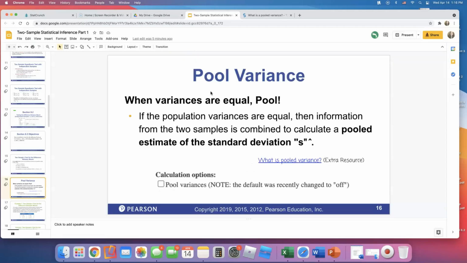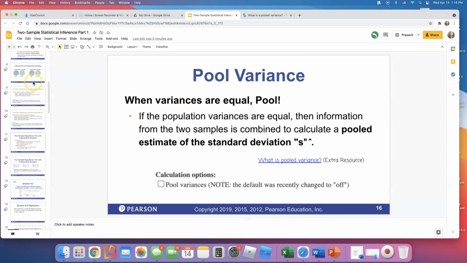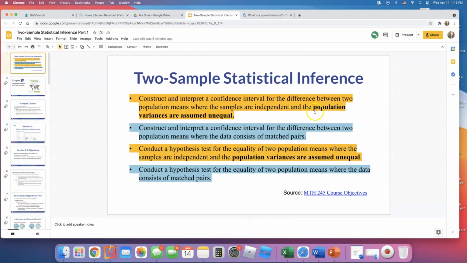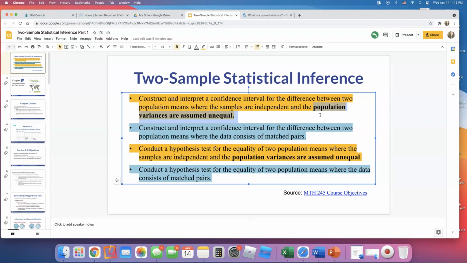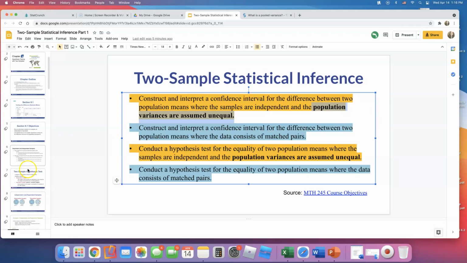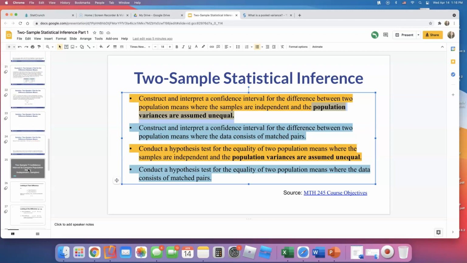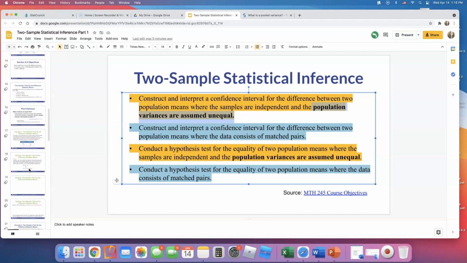You know what I just realized, you guys, I think in our 245, we don't really need to pool variance at all because of the learning objective that says population variances are assumed unequal. But I think I got some examples in a homework that you have to pool the variance. So, but I did go over it. So we can probably look at 2 different examples on this Google slide.